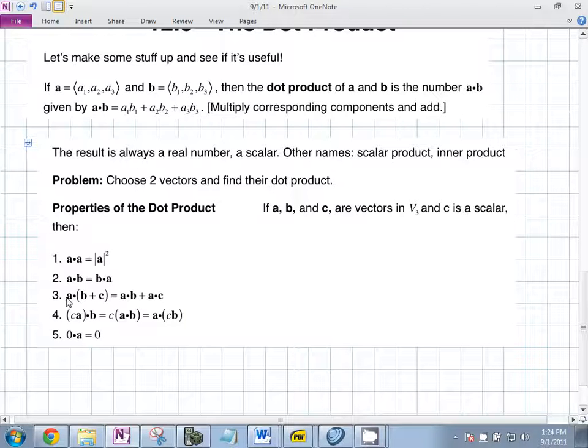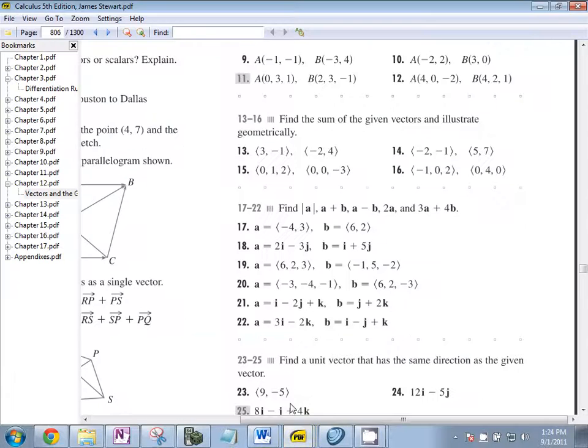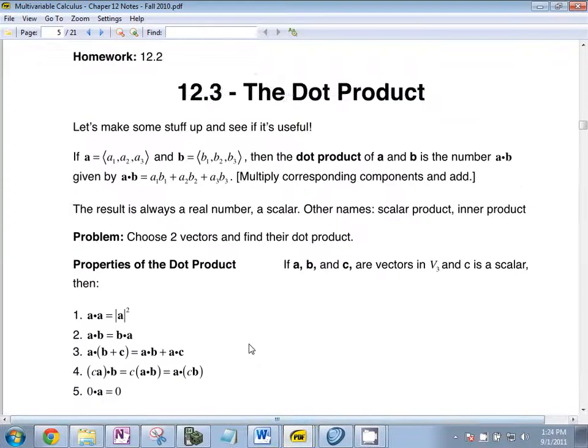What does this essentially say right here? If you have the sum of two vectors, you can dot it. What can you do with the dot product? You can distribute it, absolutely. And the scalar does exactly the same thing. You can put the scalar anywhere you want as long as it's only being multiplied by once. And then if you hit anything with the zero vector, what happens? Zero. It's 0, absolutely.